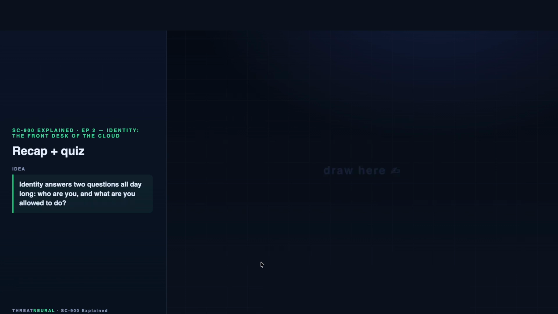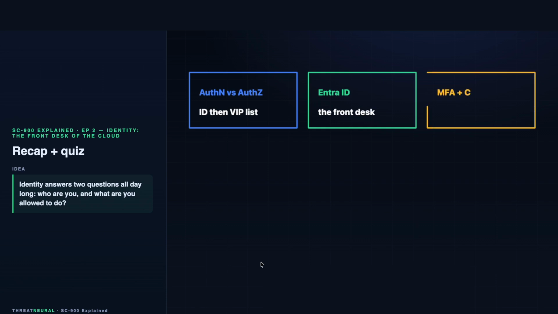Let's put the whole front desk together. Authentication asks who you are. Authorization asks what you are allowed to do. All of it lives in Entra ID, the front desk of your tenant. And you prove yourself with MFA, ideally passwordless, while conditional access sizes up every single sign-in, like a smart doorman.